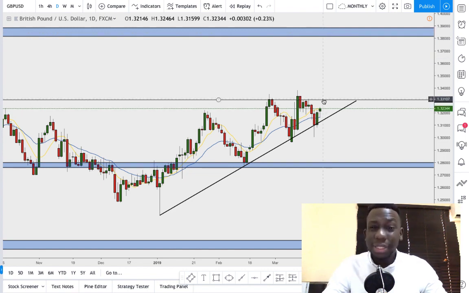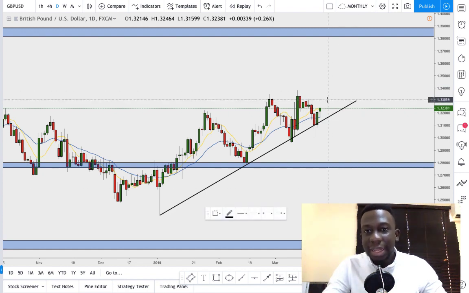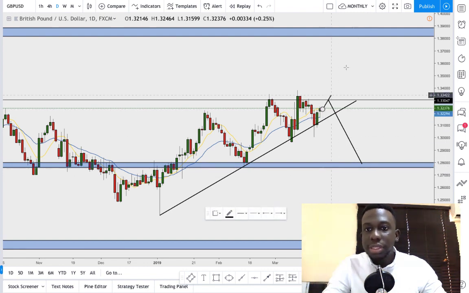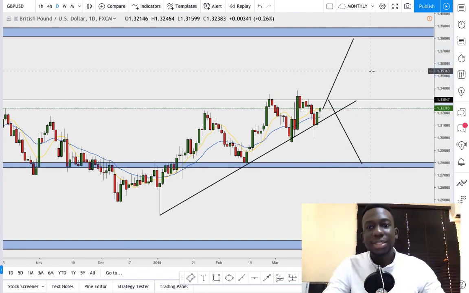However, if we don't break this level and we come in here and test here, because as you can see, this is still a strong level of resistance, and we roll over, let me just show you. If we get here and then start breaking all the way to the downside, this is what could happen. We could come in here, test this level and start heading all the way back to the downside. Or we could get here, break this level, and then head all the way to the upside like this. So these are the two case scenarios for GBP/USD.